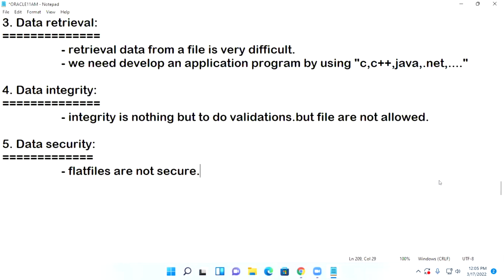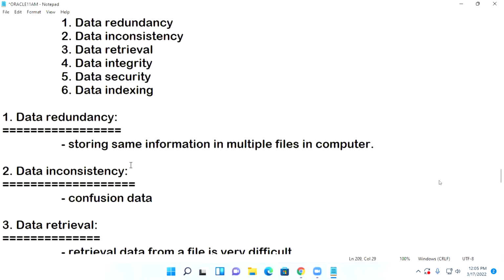The password is called what? Confidential data, sensitive data. Those kinds of sensitive or confidential data are not good to keep in our files, because security will not be there. That is one more big problem in these flat files. And finally, what is this?